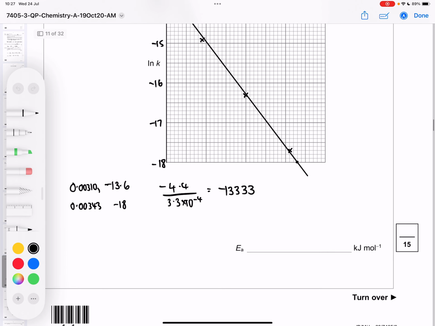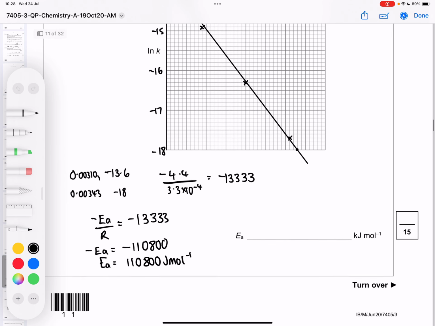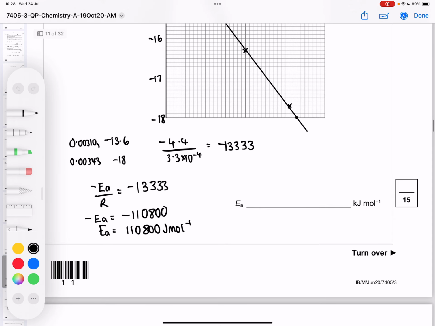Okay, so the gradient is negative and minus EA over R equals that number. So minus EA equals, I'm going to times this by 8.31, which is minus 110800. So activation energy equals 110800, but that would be in joules per mole because the gas constant is in joules per Kelvin per mole. So if we divide that by 1,000, we get 110 or 111, round up, kilojoules per mole. So anything between 107 and 114 is in range.